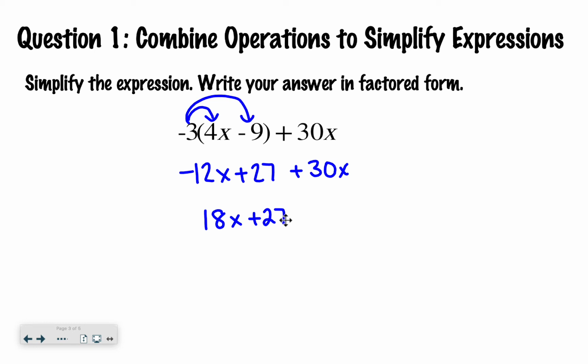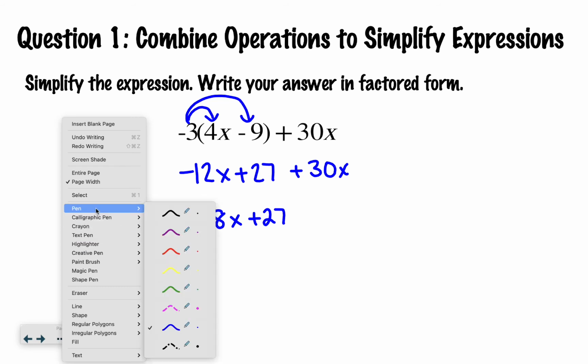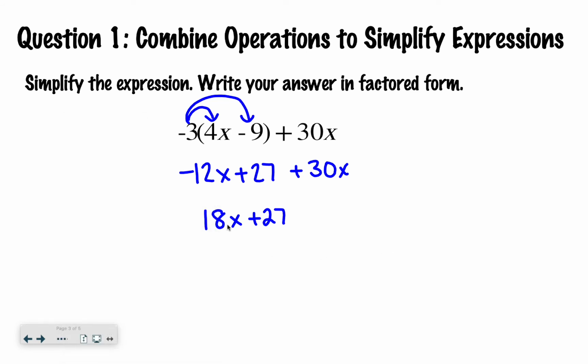Now I'm going to actually walk you through the second part of this and show you how to do the factored form, because I think you guys can use the most help in that area. So now looking at 18 and 27. So yesterday we practiced how to figure out what the greatest common factor is.